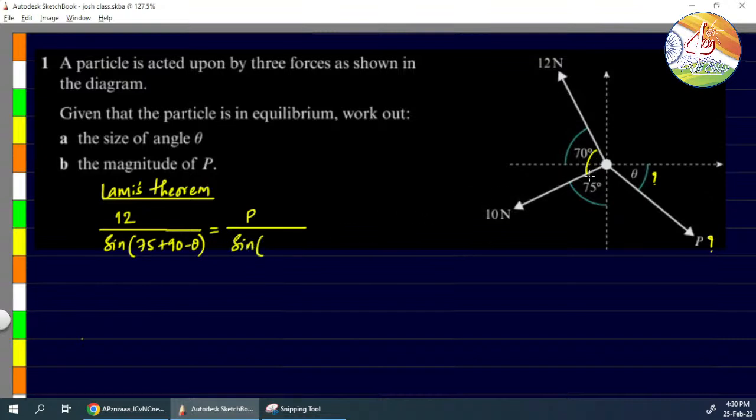Sine of 70 plus 90 minus 75. And the last force is 10 newtons. And the angle opposite is this angle. What is that angle? This angle is 90 minus 70. Then this angle is 90, and then this angle is theta. So we have to add all these angles, right? Correct?